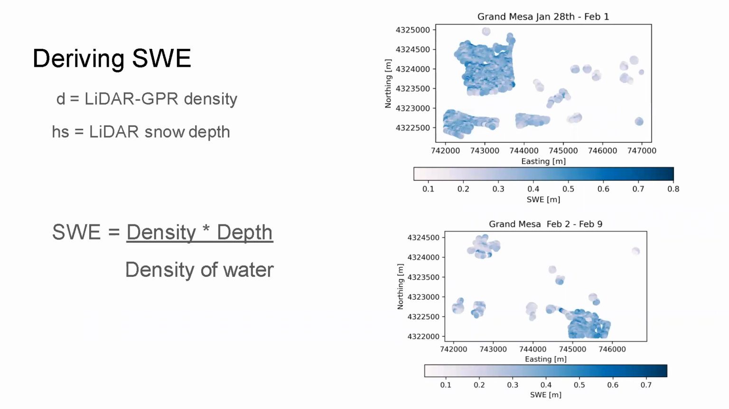And then just using that derived density, we then just calculated SWE. So we used, again, the LiDAR snow product on a 3-meter resolution with the LiDAR GPR fusion densities that were derived to calculate SWE, which again is pictured here and has similar patterns as we saw in the density graphs as well.